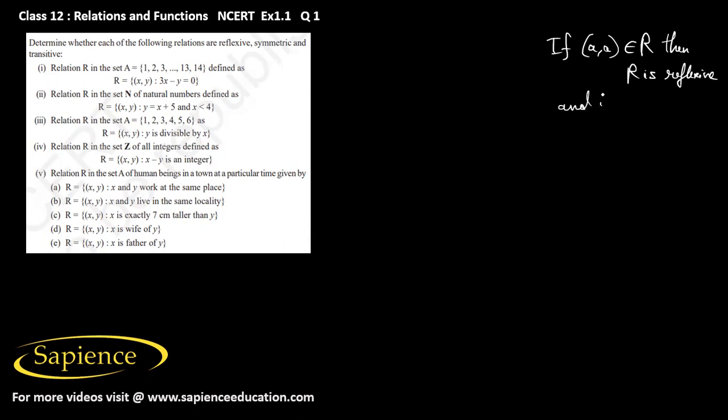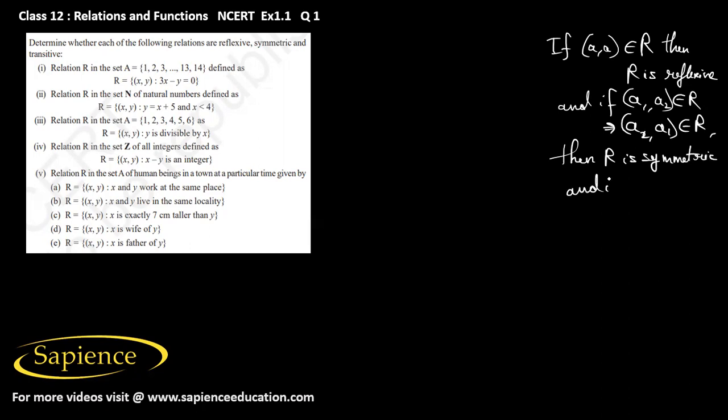And if (a1, a2) belongs to the relation R also implies that (a2, a1) also belongs to the relation R, then the relation R is symmetric.